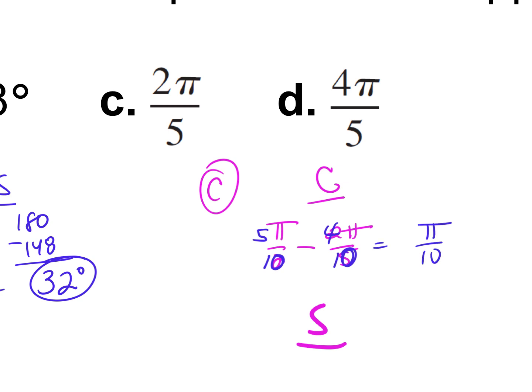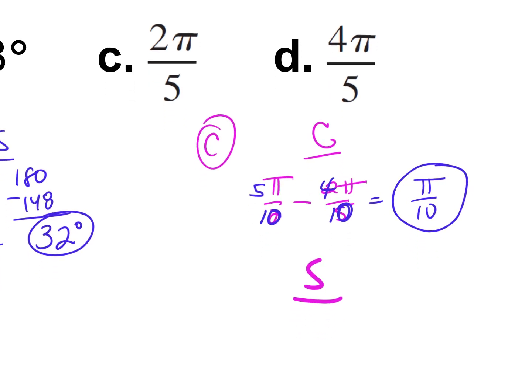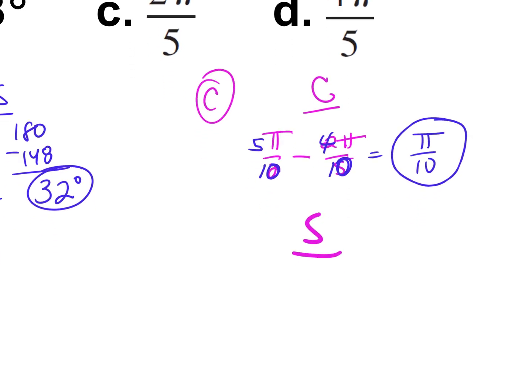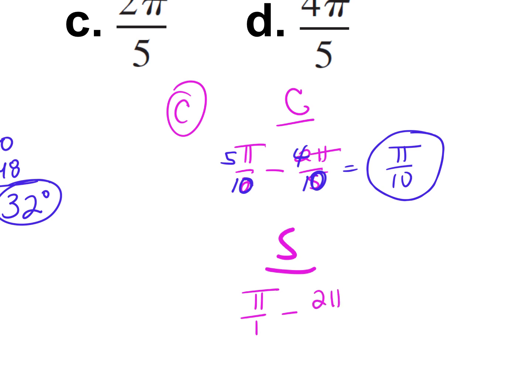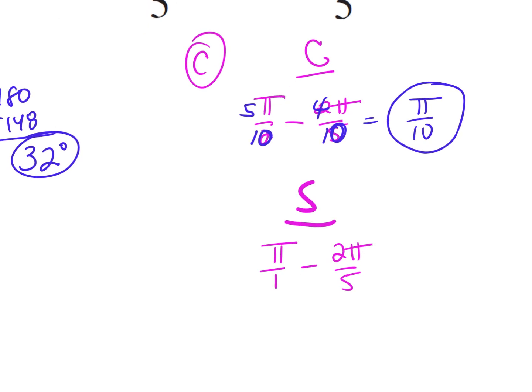Is that a positive number? Yeah. So this is the complement. I'm going to do the exact same thing, but instead of pi over 2, I'm going to start with what? Pi over 1, or pi, good. So I have pi minus 2 pi over 5. Common denominator between 1 and 5. So multiply the bottom by 5, then the top. What's 5 pi minus 2 pi? 3 pi over 5. There's my supplement.